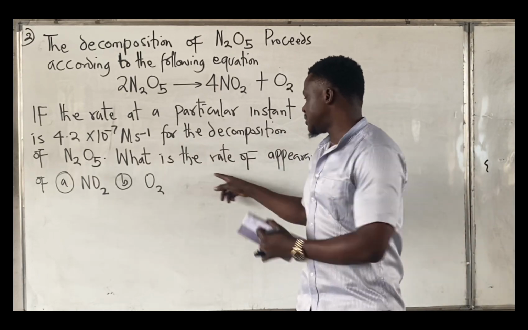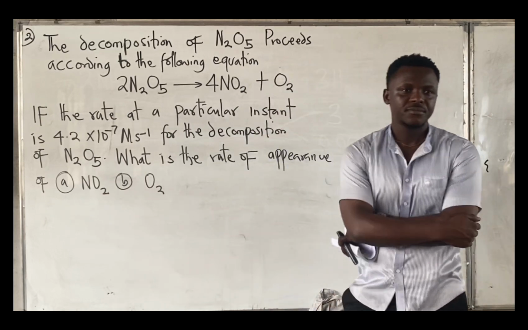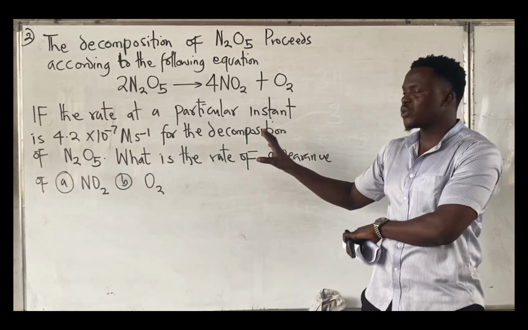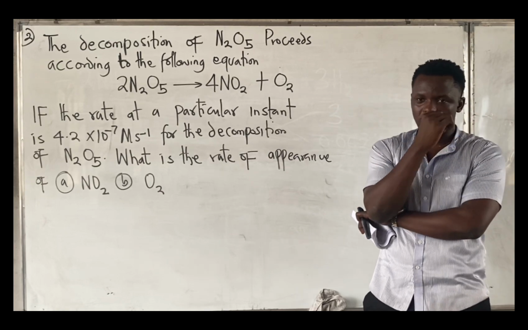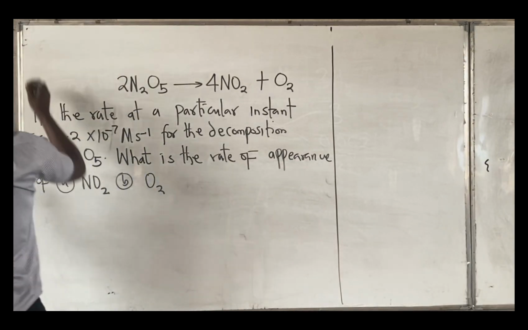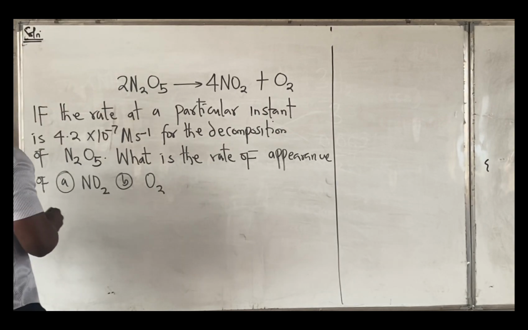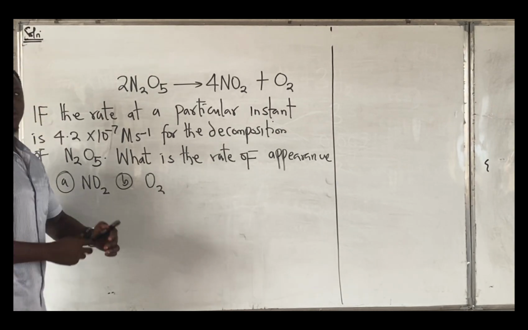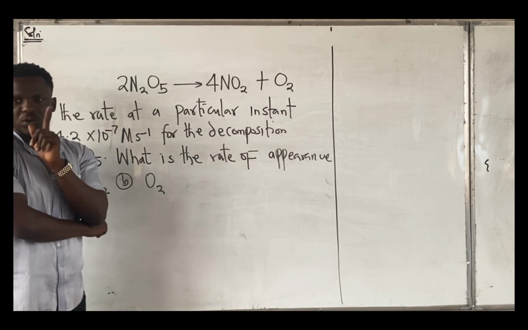Now, what is the rate of appearance of A, this, and B, this? I'm going to solve the direct method, then I'll leave you guys to solve the shortcut. Now, solution. Remember, before you're asked to solve for the rate of either of these, they must have given us one of them.